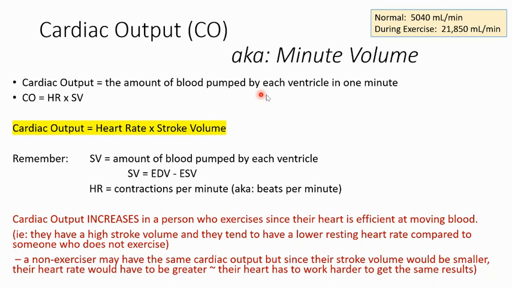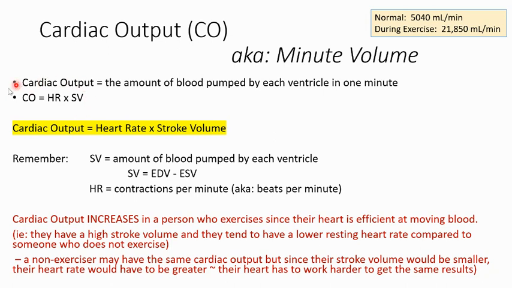When we're dealing with cardiac output, the definition is the amount of blood pumped by each ventricle in a minute. Stroke volume is just how much blood is leaving the heart with each beat, but this is how much blood is leaving the heart each minute, so it's adding a unit of time. If normal is about 5,000 milliliters per minute, look how much blood is leaving the heart when you're exercising: 21,000. So quite a bit more.